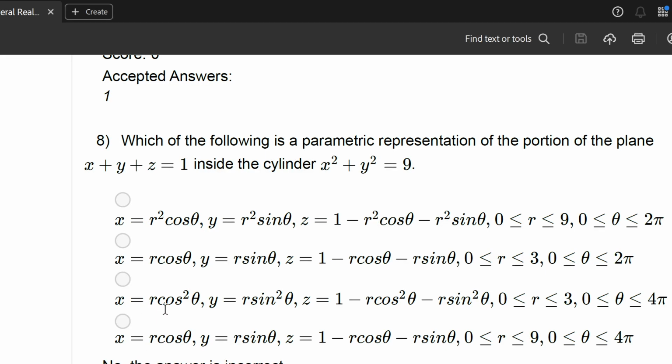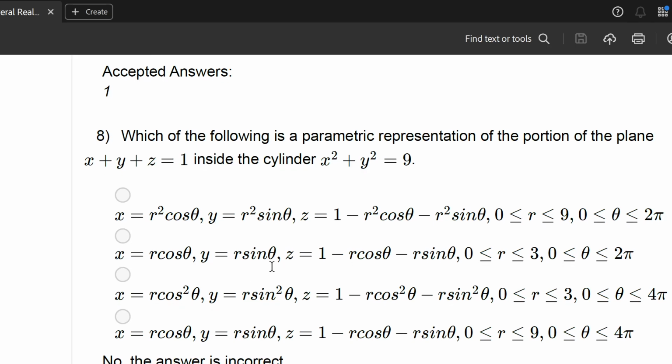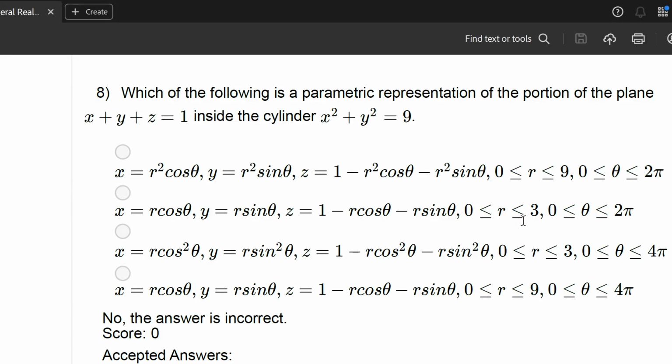Option C is not correct because r cos square theta, r sin square theta is not correct. Option D is again r cos theta, r sin theta, and z is also the same, 1 minus r cos theta minus r sin theta. But what is the problem here? Theta is 0 to 4 pi. That is not correct, because for a parameter you have to go one way only. 0 to 4 pi means it is going two times. Also r is from 0 to 9. This is not correct. So option B is correct, because r is the radius 0 to 3 and theta is 0 to 2 pi. Understand?